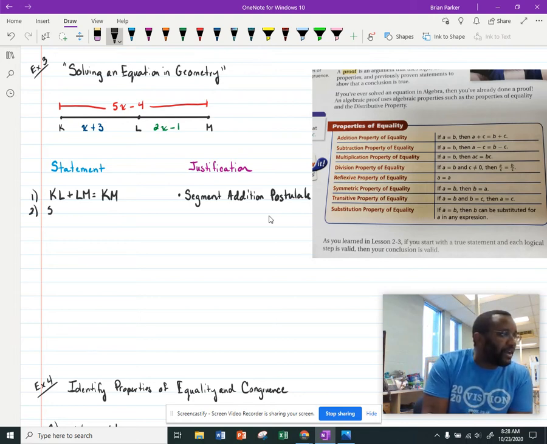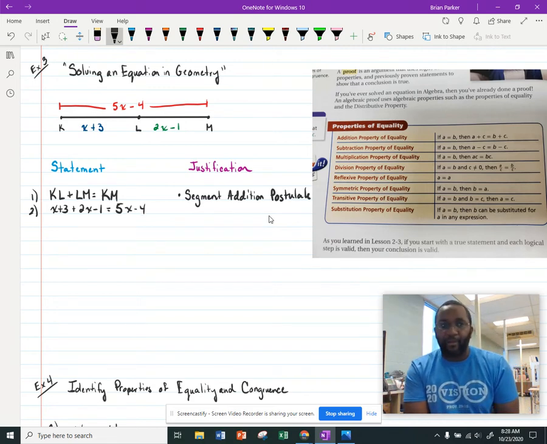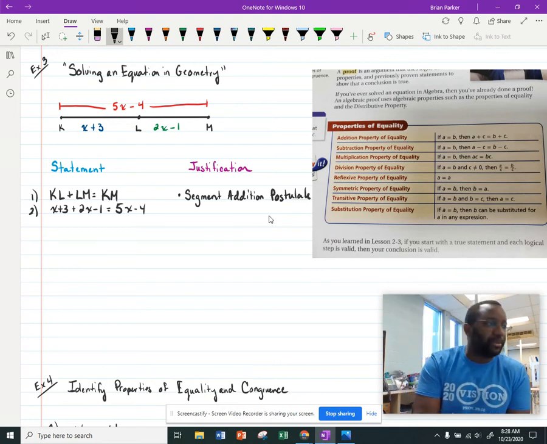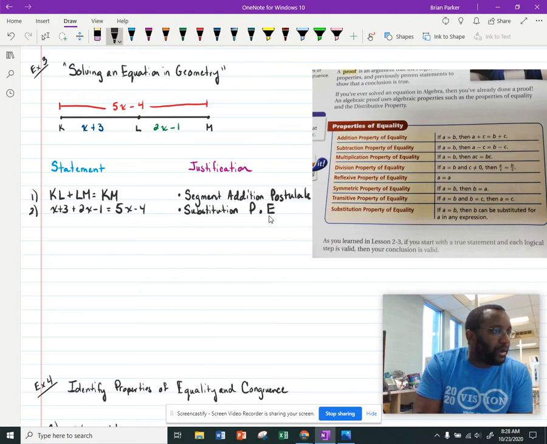We're going to take 5x minus 4 equals x plus 3. Well, I'm doing this wrong. Sorry. Let me do this again. Let's do x plus 3 plus 2x minus 1 equals 5x minus 4. How did we get that? Well, all we did was substitute values in. That's all. So that would be the substitution, and I'm going to say POE. That just means property of equality.